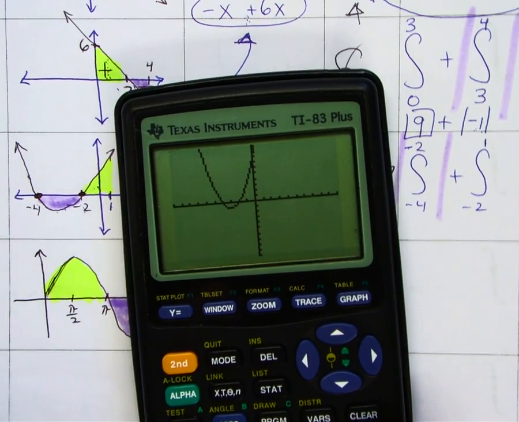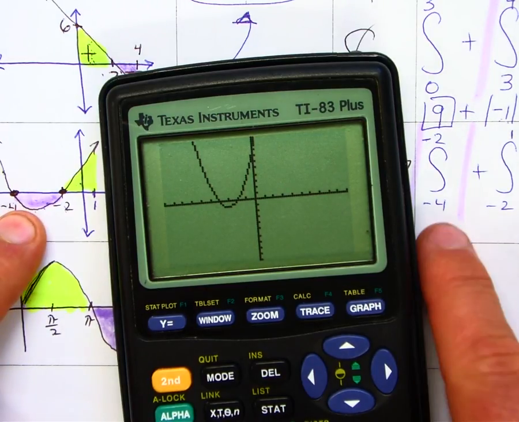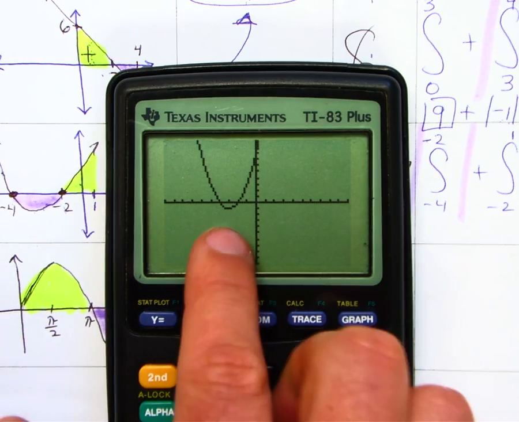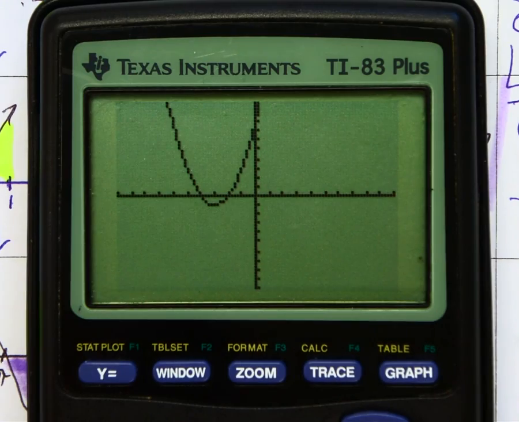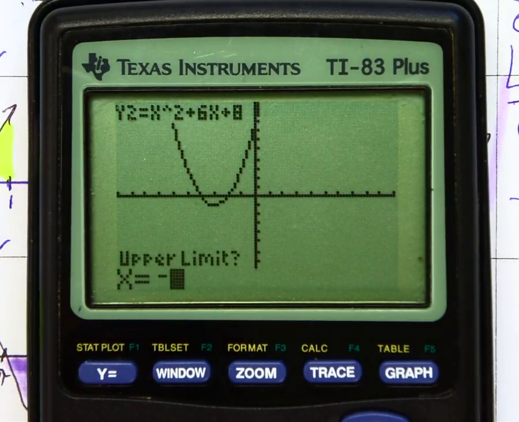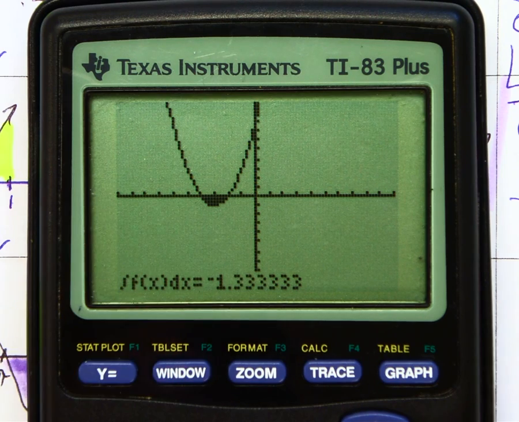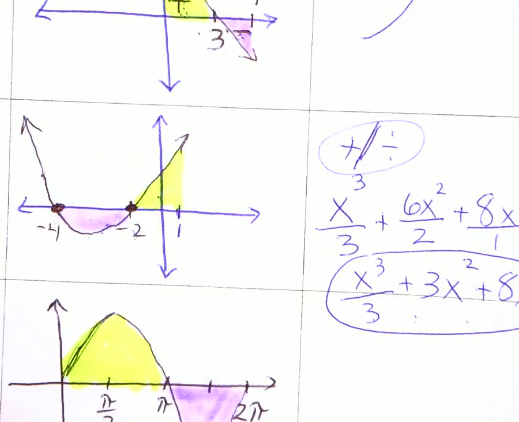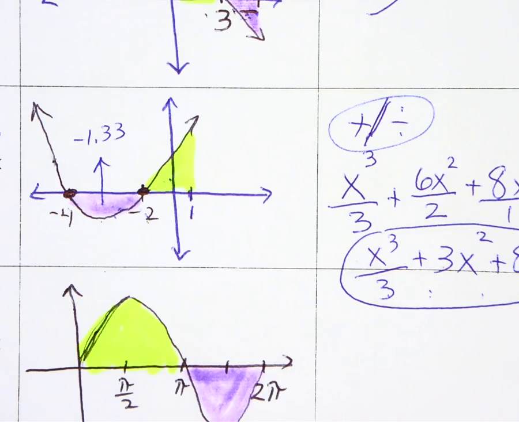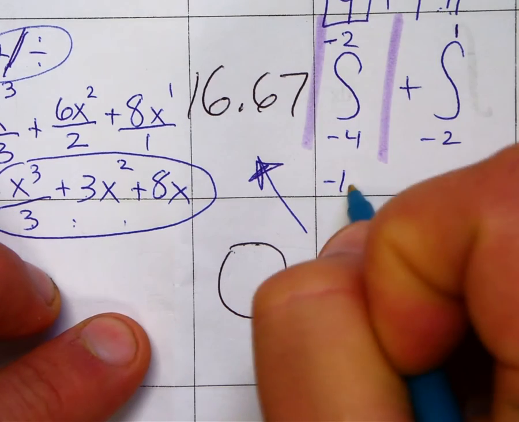Now I want to calculate the area from -4 to -2, according to my picture here and according to my integral here. It's a little baby bubble there, from negative 4 to negative 2. So that little guy there is negative 1.33. Sometimes I like to label it on the picture. Okay, negative 1.33. That's below sea level.